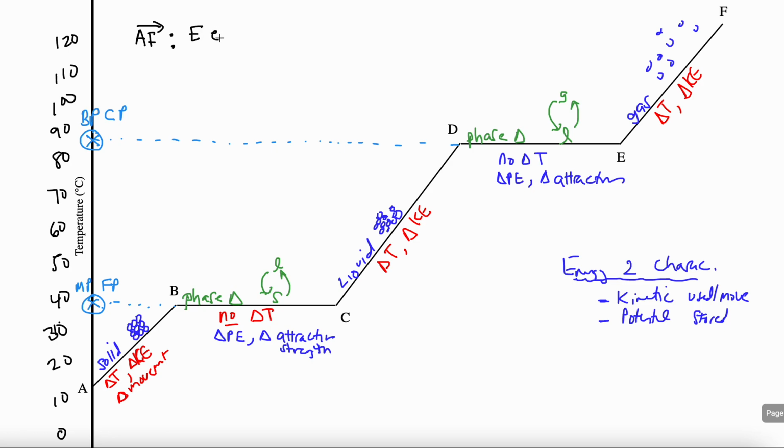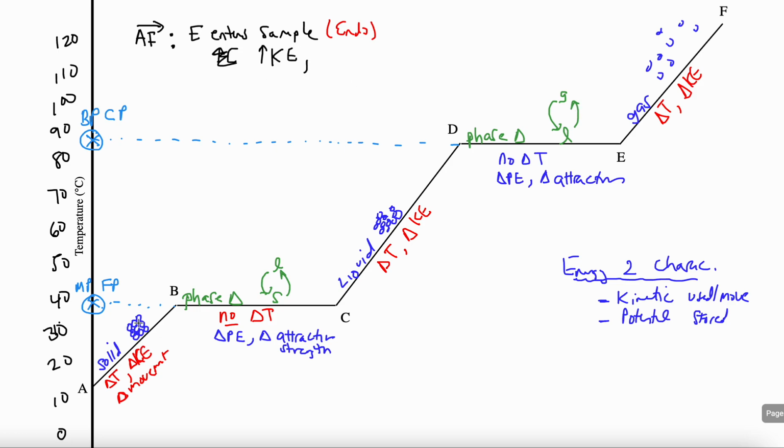So energy enters our sample. And if energy enters our sample, that means it's an endothermic process. So here we go. And because it's an endothermic process, for A to climb up to B's temperature, for C to climb up to D's temperature, for E to climb up to F's temperature, that means that overall, our sample, our particles, have an increase in the kinetic energy. So there's an increase in the kinetic energy.